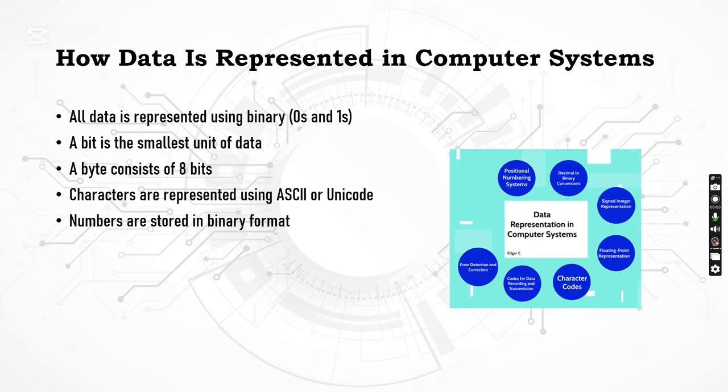How data is represented in computer systems. All data is represented using binary, 0 and 1. A bit is the smallest unit of data. A byte consists of 8 bits. Characters are represented using ASCII or Unicode. Numbers are stored in binary format.